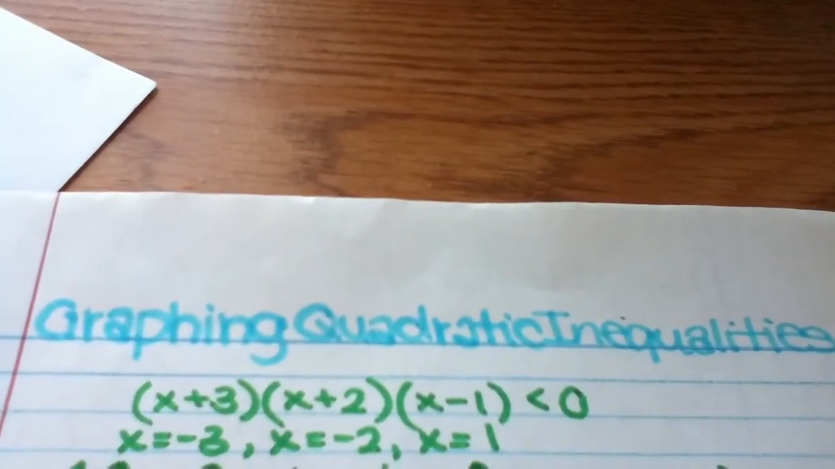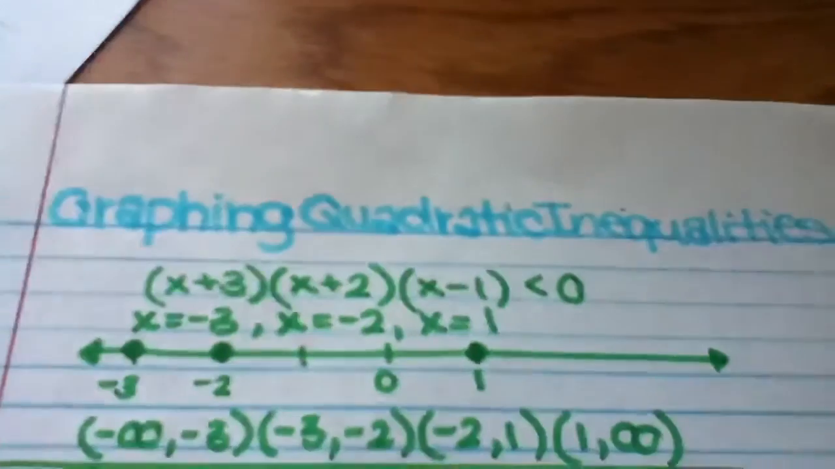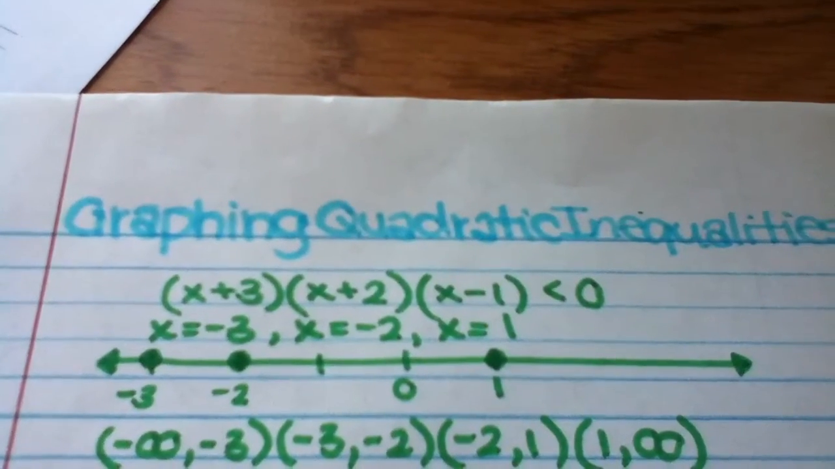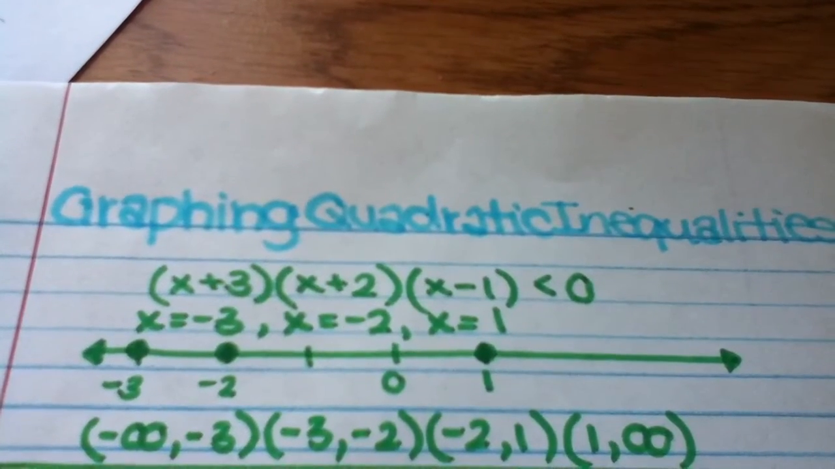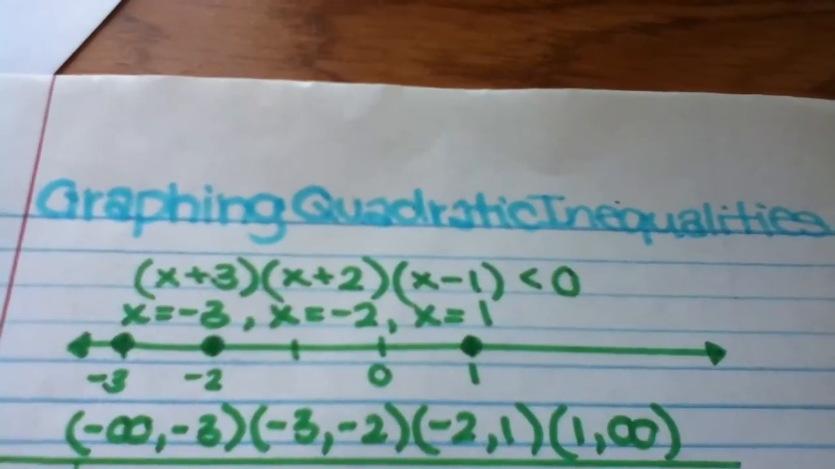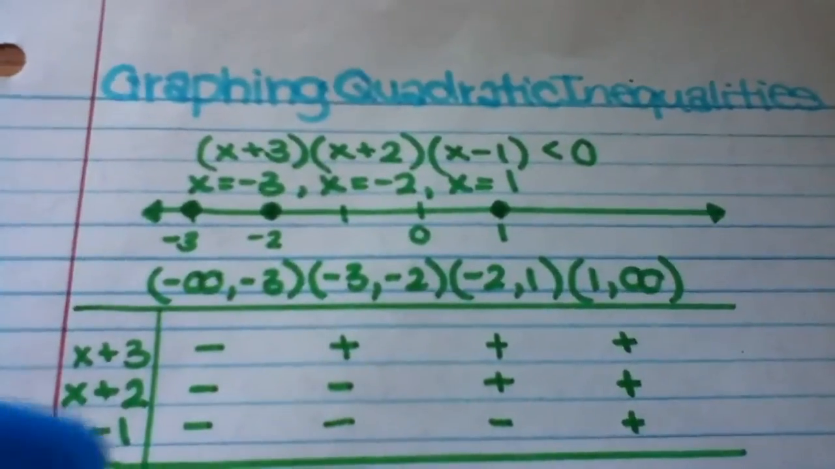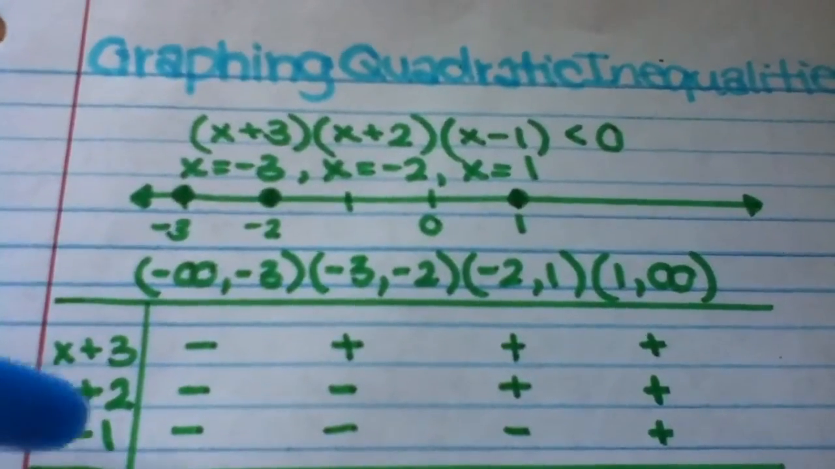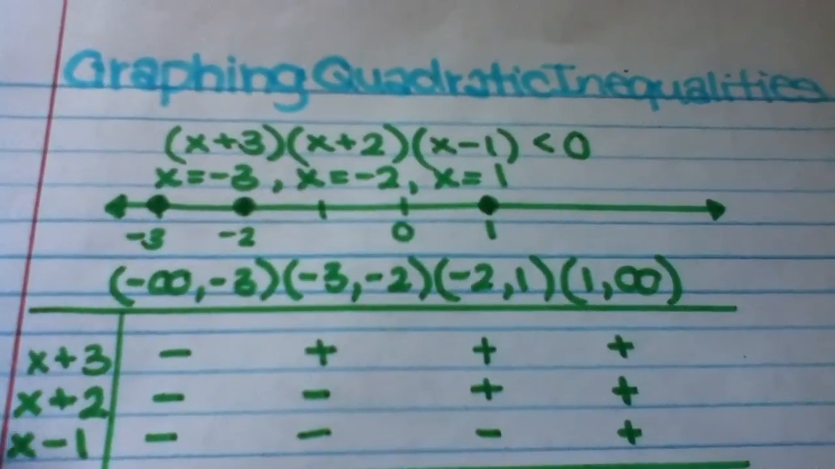Our next step is to put that on a number line so it looks like that. And then we're going to find the intervals from that. So the intervals are negative infinity to -3, -3 to -2, -2 to 1, and 1 to infinity. Now we're going to make something called a sign chart, using the intervals that we just found and the factors from the problem up here: x + 3, x + 2, and x - 1.